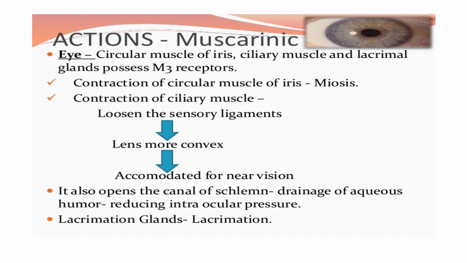There will be another chapter on glaucoma where we will be teaching the respective sites where these receptors are present. Here you should remember the receptors are present in the iris, the glands, and the ciliary muscles. Also, it helps to open the canal of Schlemm where drainage of the aqueous humor takes place, thereby decreasing the intraocular pressure. And also in the lacrimal glands, as I told you, M3 receptors are present.